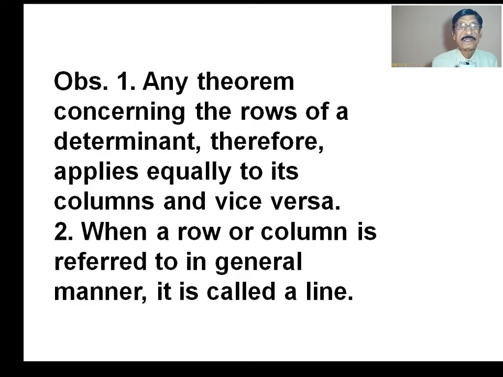Observation. Any theorem concerning the rows of a determinant therefore applies equally to its columns and vice versa. When a row or column is referred to in a general manner, it is called a line. That means a line means a column or a row.